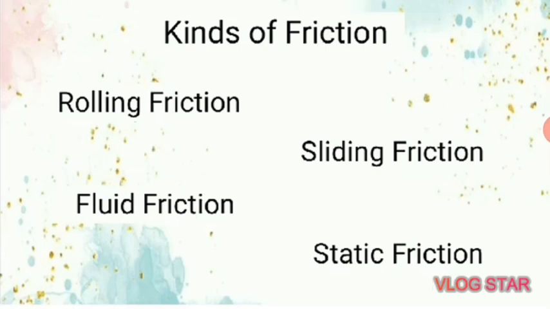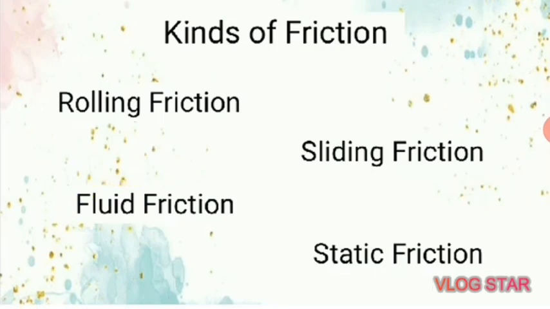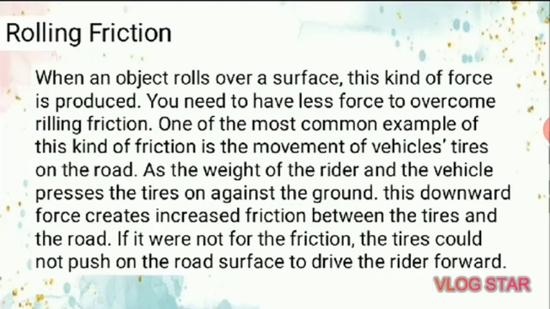So, there are different kinds of friction. We have rolling friction, fluid friction, sliding friction, and static friction. Let's start with rolling friction. When an object rolls over a surface, this kind of force is produced. So for example na lang kapag yung bola nagro-roll dun sa ground, then nakakapag-produce ng rolling friction.